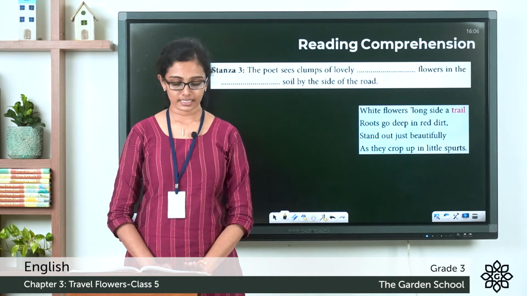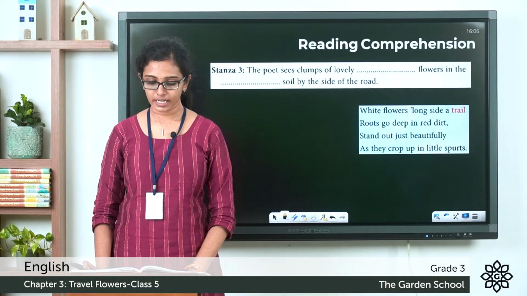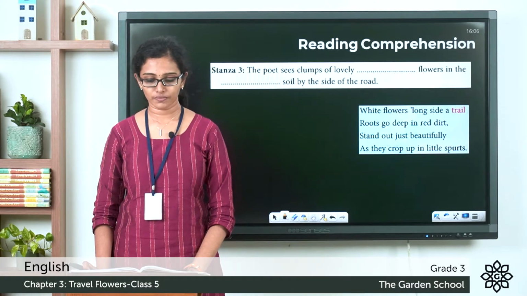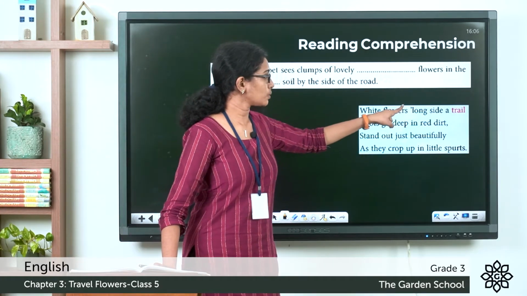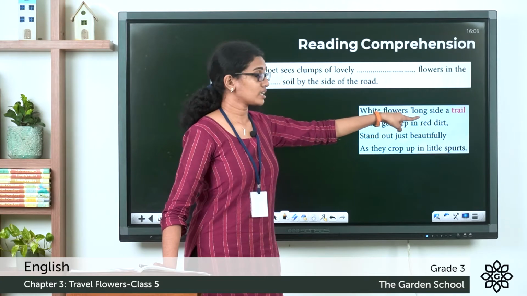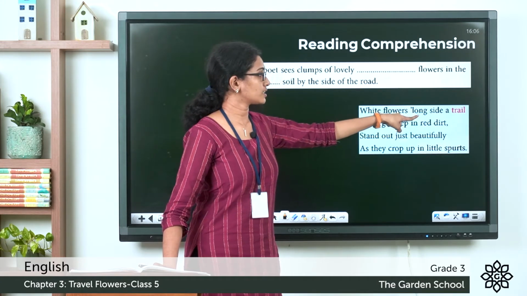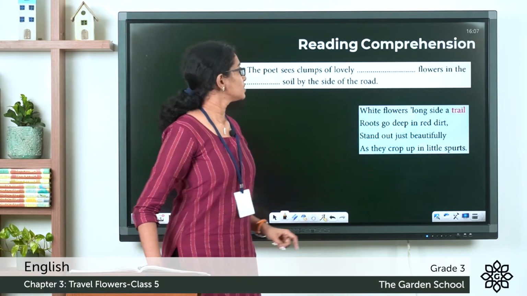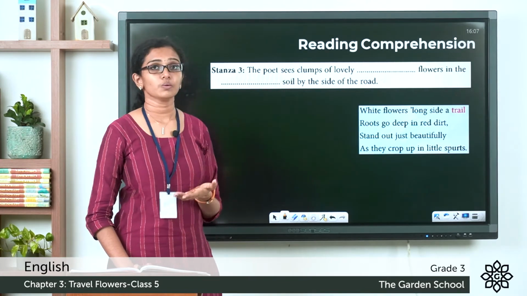So let's read the third stanza of the poem. White flowers alongside a trail, roots go deep in red dirt, stand out just beautifully as they crop up in little spurts. So you see this word here, alongside with an apostrophe. What does this mean? It means alongside. See, it's written long with an apostrophe. It means it is along. Okay. So what does this mean? The poet sees clumps of lovely what?